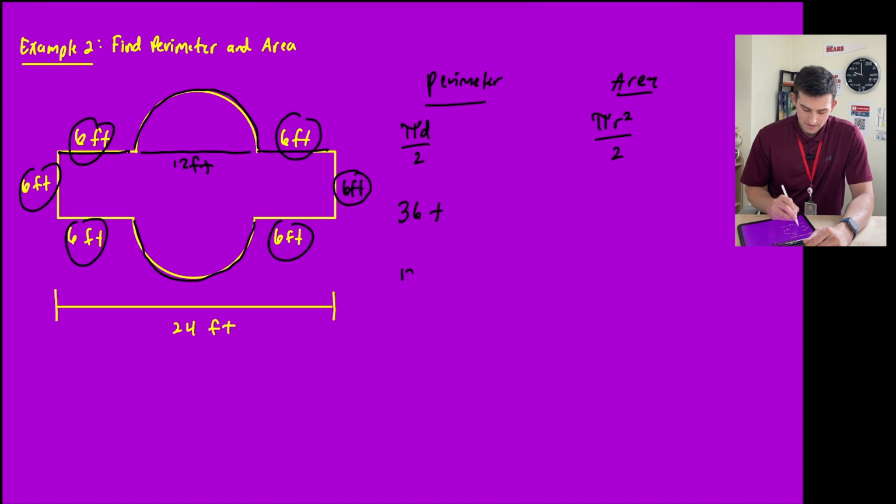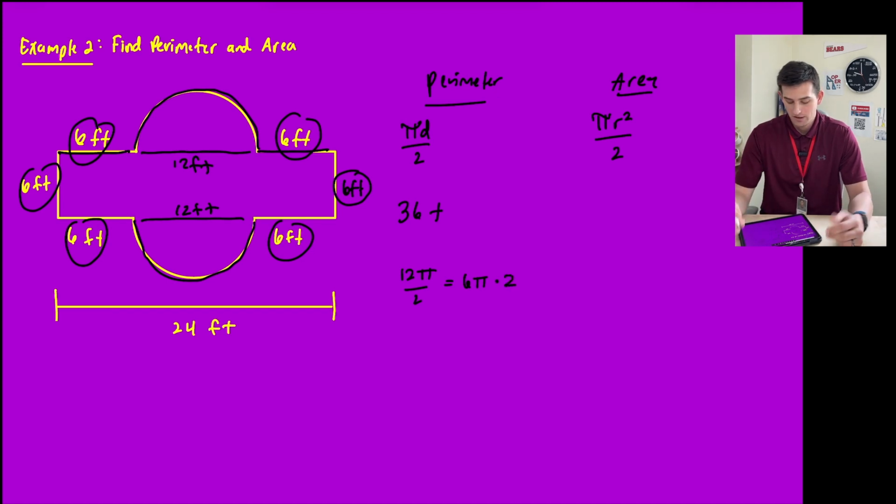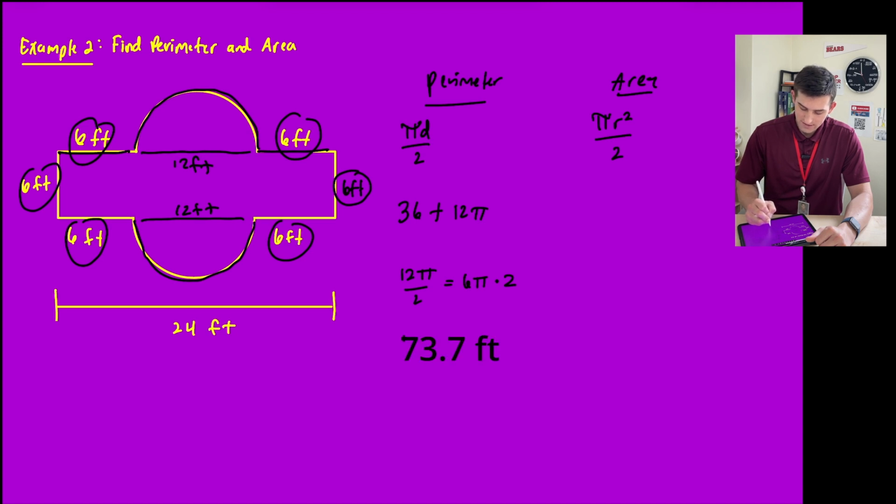Okay, now this semicircle down here is also going to have the same measurement. So basically we have 2 of those, right? And that would be our perimeter. Okay, so 6 pi times 2, well, we just did 12 pi divided by 2, so that's just going to get us back to 12 pi. So that would be our answer in terms of pi, but let's round that to the nearest tenth. So 12 pi is 37.7, and let's add 36 to that. So this would be 73.7 feet for our perimeter.